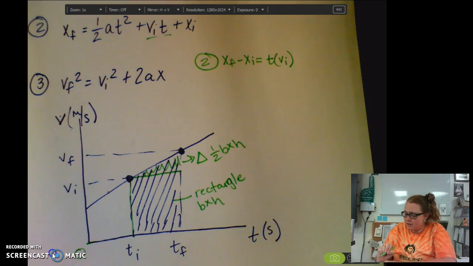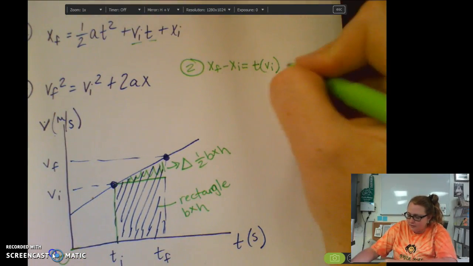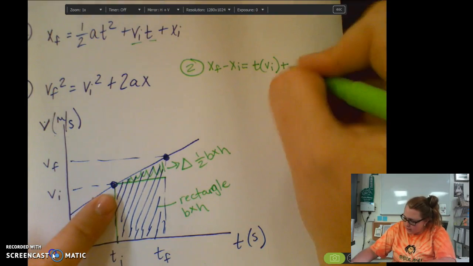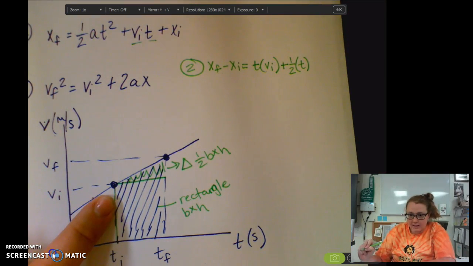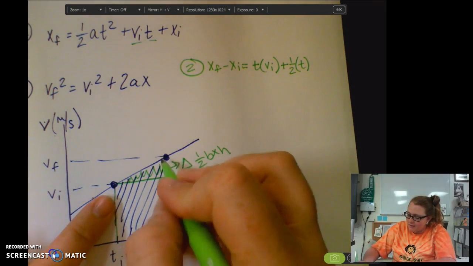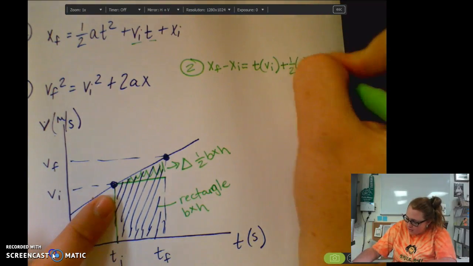Now the last part is tricky. For my triangle, we know it's 1/2 my base, which is t, we've already said that, times my height, which is vf minus vi.